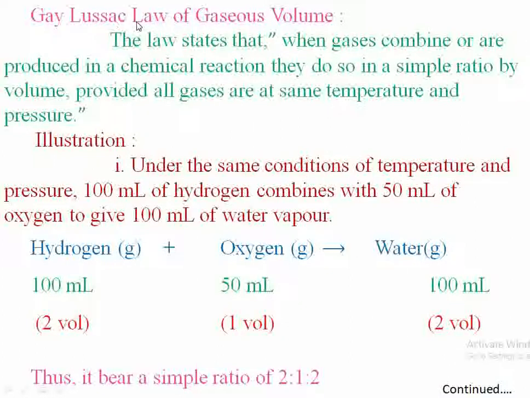Therefore, according to the Gay-Lussac law of gaseous volume, the combining volumes of all the gases bear a simple whole number ratio. The hydrogen volume is 2, the oxygen volume is 1, and the water volume is 2. Thus it bears a simple whole number ratio of 2:1:2. And this is the Gay-Lussac law.